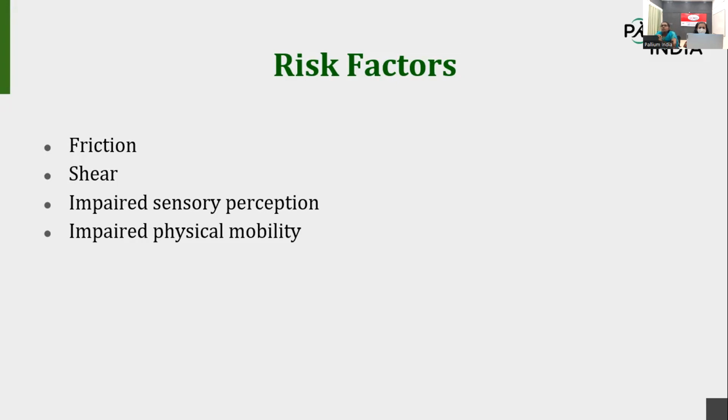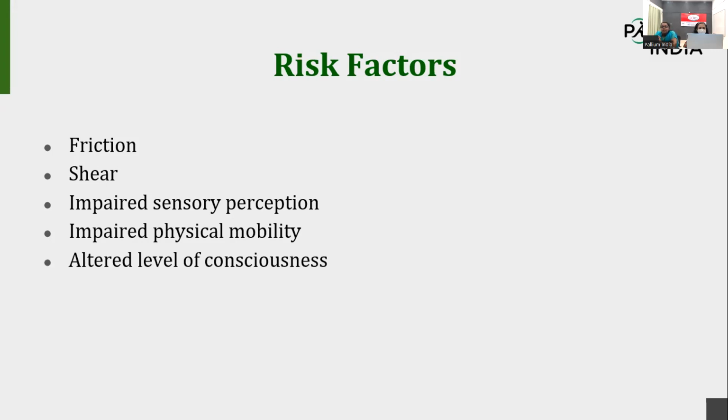And now impaired sensory perception and impaired physical mobility. Here, just imagine a paraplegic patient. They may not sense the lower part of the body, and they are not able to move their lower limbs. If they want to change the position, they may not be able to turn independently. They always need help. So immobility is another cause of pressure ulcer.